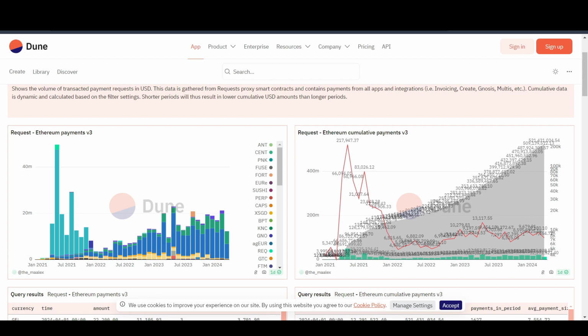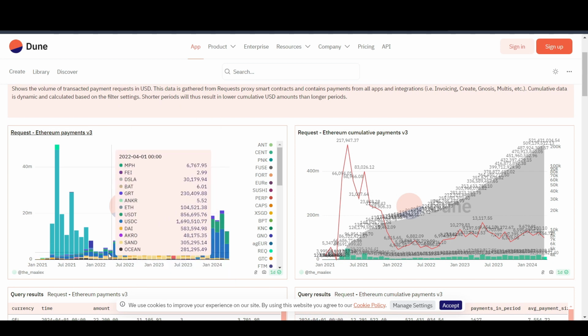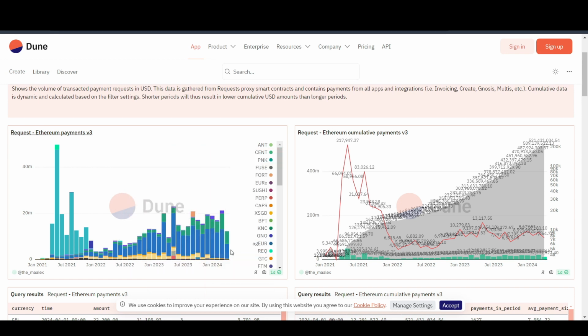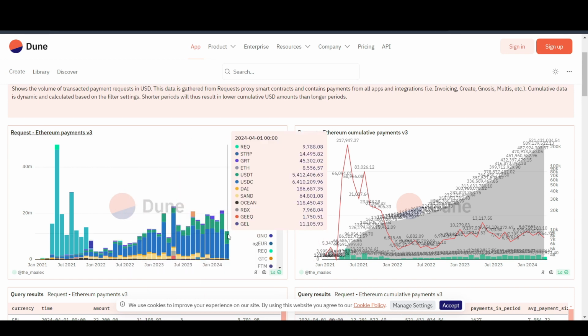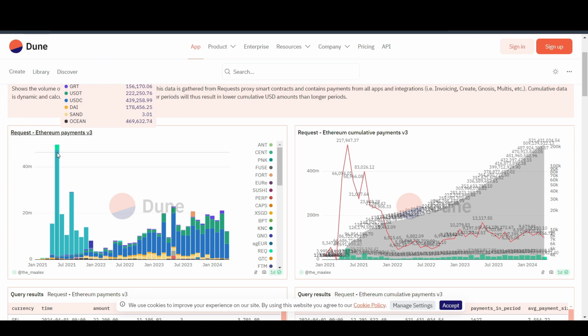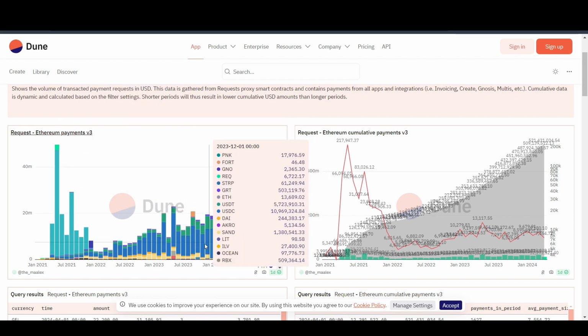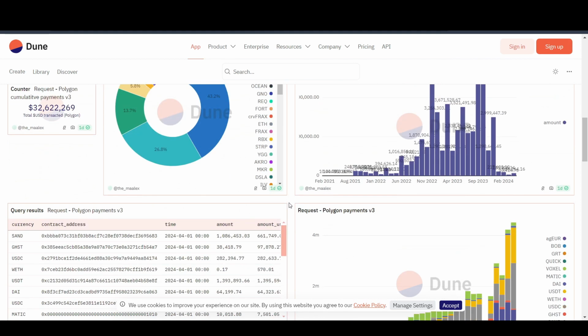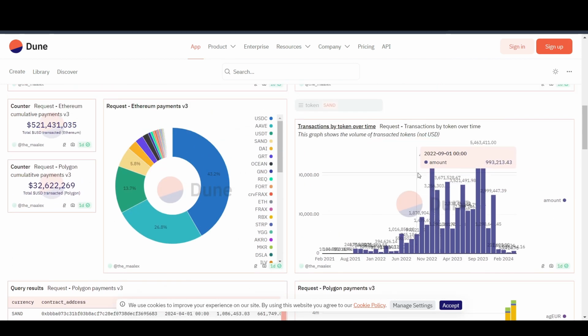So these are the stats of the Request Network. As you can see, we have Ethereum payment version 3. They bottomed out in January of 2022, and after that they have had pretty good growth. As of now their transactions, or their demand, is going up slowly, so I think that is pretty good. If it hits as high as it did in 2021 or 2022, I think we will most likely see a pump. But as of now, it's not that much. Still, it's something good.